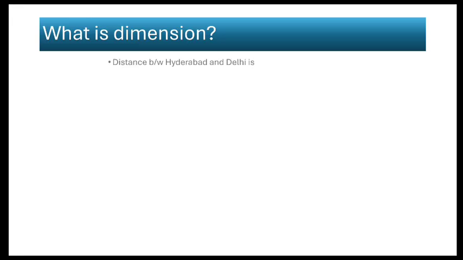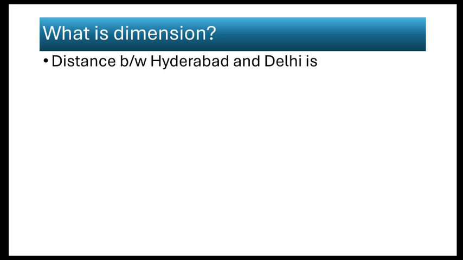I am going with an example. What is the distance between Hyderabad and Delhi? It is around 1500. What is that 1500? Is that a meter or centimeter or millimeter or kilometer? The 1500 is kilometers. The distance between Hyderabad and Delhi is 1500 kilometers.